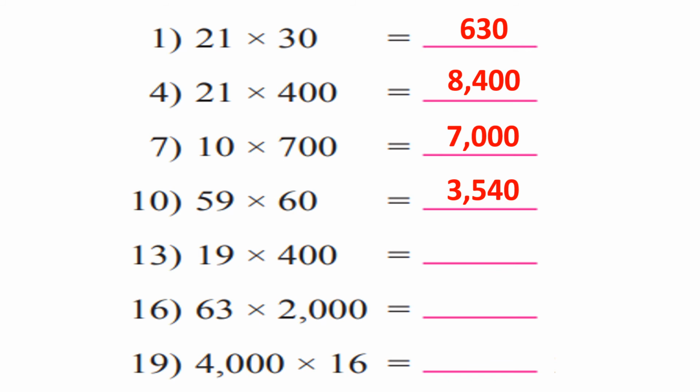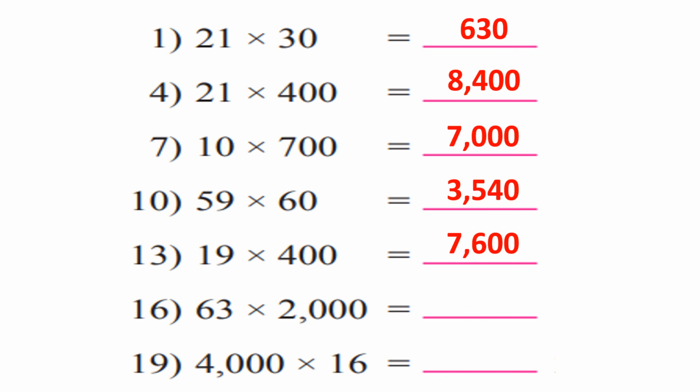Number 13. 19 times 400. 400 has two zeros. Okay, right there, two zeros. And then 4 times 19 is 76. And then you have two zeros here, 7,600.